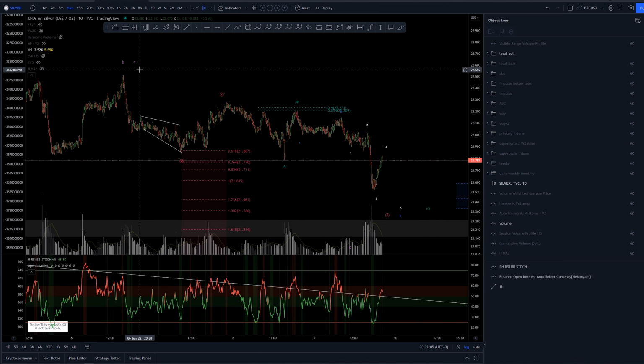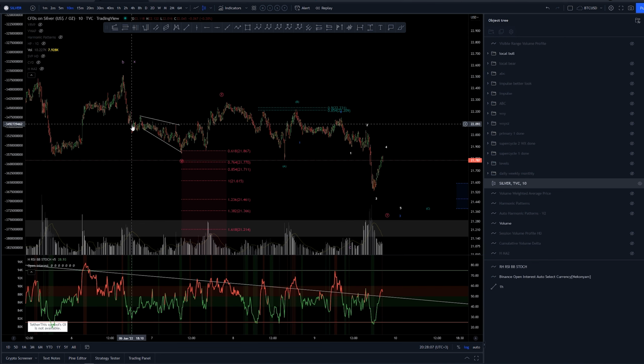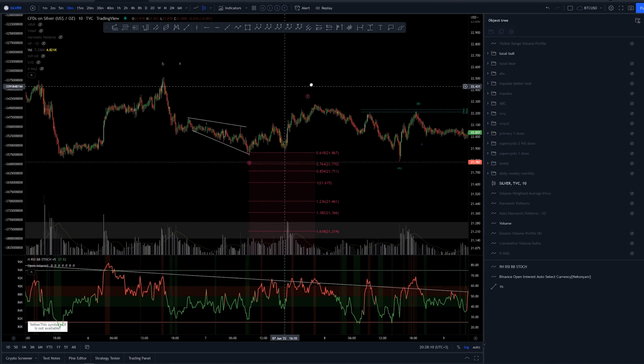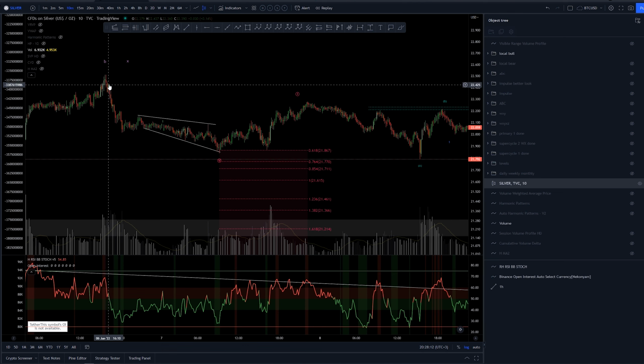So why I'm labeling this as a three-way structure here is just because we don't have any pullbacks here. Even on 10-minute, this is the only structure that we could say that, okay, that is the wave 2.